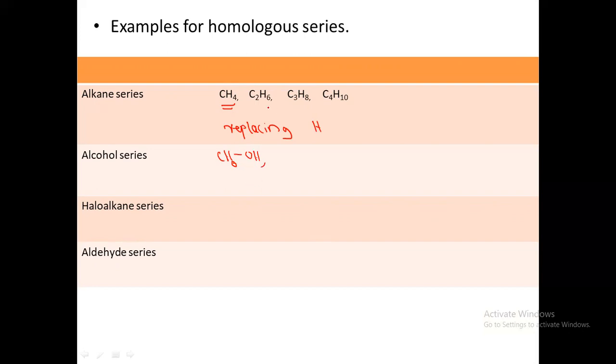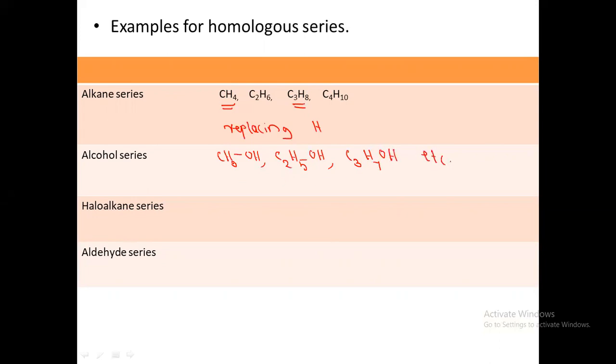CH3OH. Now if you want to write the second alcohol, think of the second alkane formula, C2H6. You replace one hydrogen, and one OH comes and occupies that position. So that's the second alcohol. If you want to write the third alcohol, think of the third alkane formula, replace one hydrogen, and instead of the hydrogen you will have OH, etc.